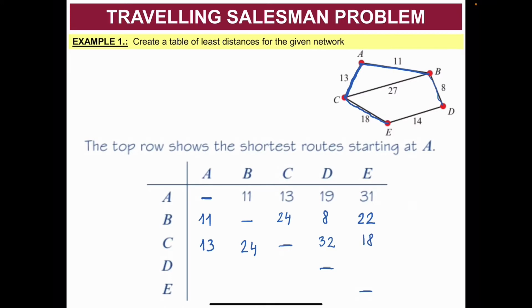So I have CD, DC is 32. Then I have BD is 8, and then I have AD is 19. And then the last one, DE, the shortest one is 14. So that will be 14. Then CE is 18. BE is 22 and AE is 31.